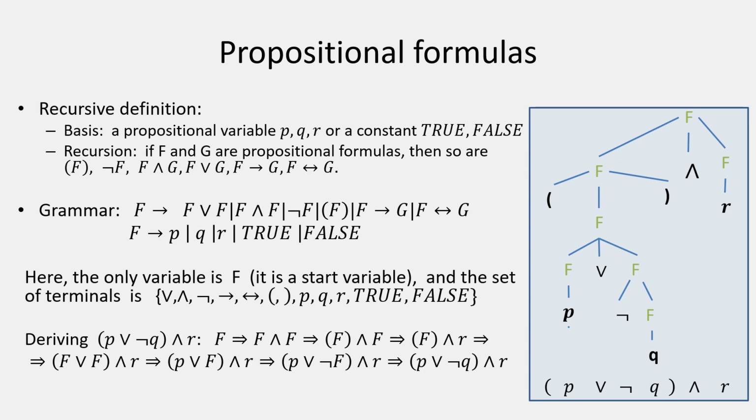You will start with the formula. You say, okay, my formula is the AND of two formulas. My second formula goes to just one variable r. My first formula is p or not q in parentheses, and I can keep applying the rules and finally get the formula.